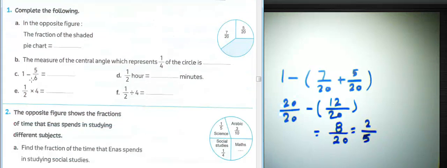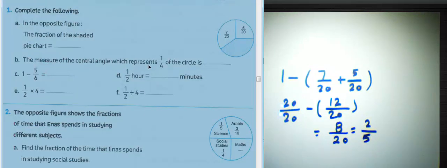Letter B. The measure of the central angle which represents a fourth of the circle is 90 degrees. Right, here 90 degrees, letter B. The result will be 90 degrees.